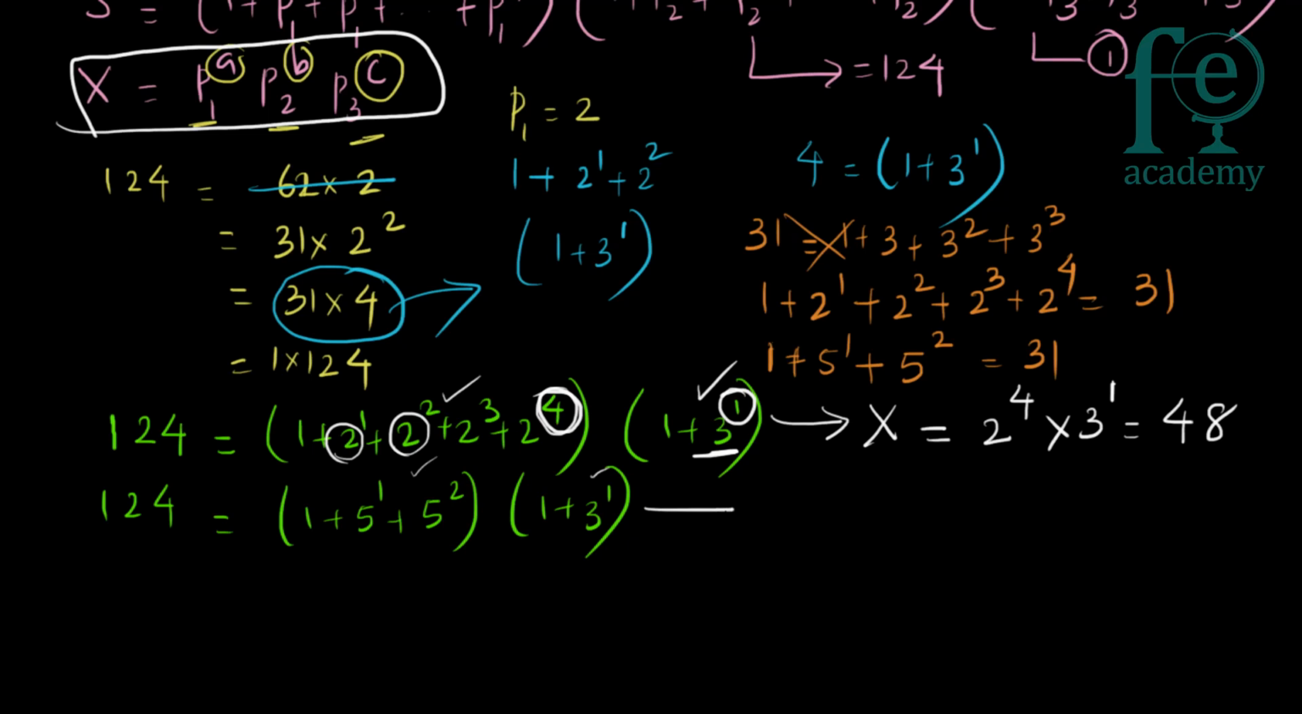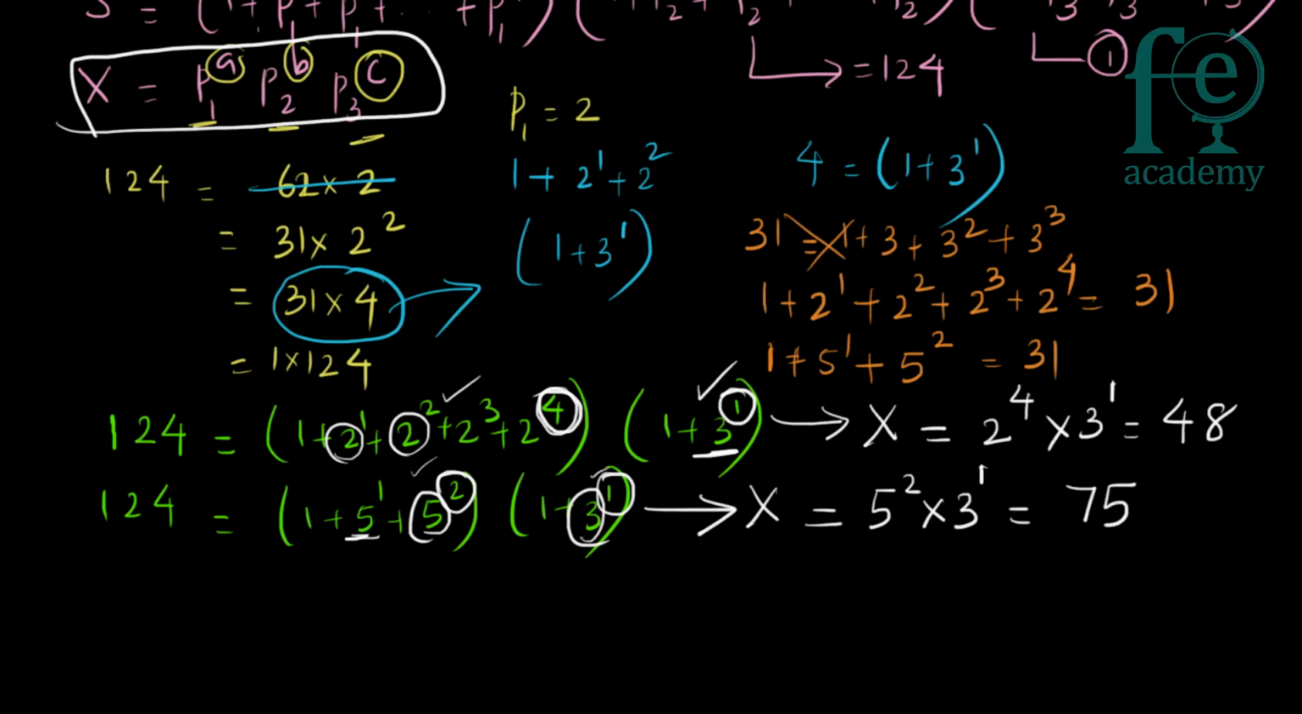And if 124 is expressed like this, what will be x? x will be equal to, here the prime number is equal to 5. 1 plus p1 raised to 1 plus p1 square. So here p1 is equal to 5 and the power a is equal to 2. So x is equal to 5 square into 1 plus 3 raised to 1. So your prime number is equal to 3 and your power is equal to 1. So 5 square into 3 raised to 1, which gives you 75.